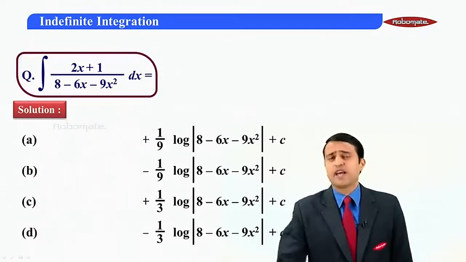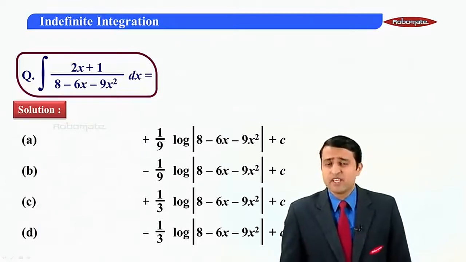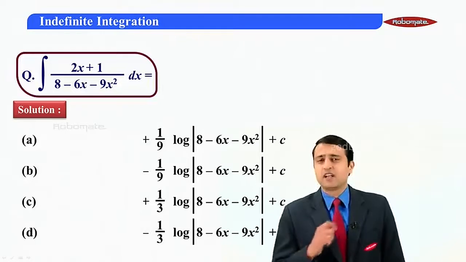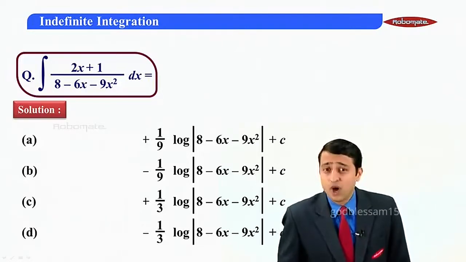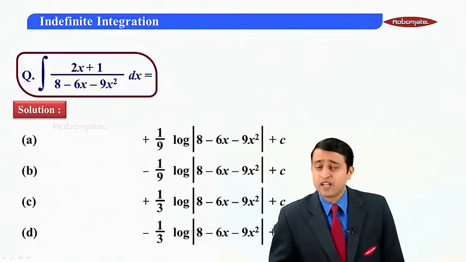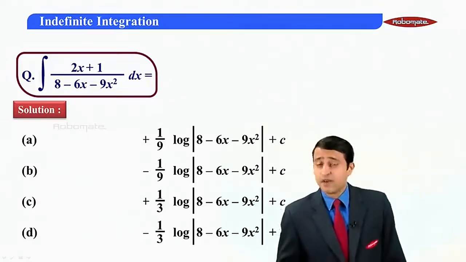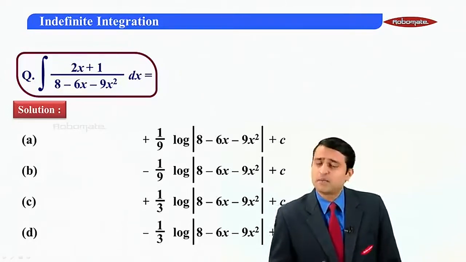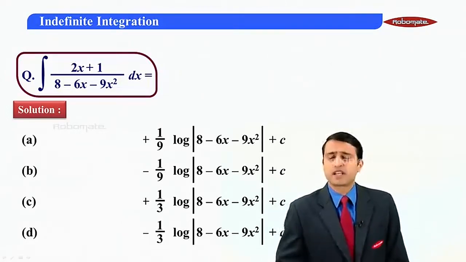Now the other part of the answer which is there in front of me is also very easy for me because I observe that none of the values before the log term are same. So I just need to understand whether in my calculations I'll get 1 by 9 or minus 1 by 9 or 1 by 3 minus 1 by 3. So let's begin our calculation.